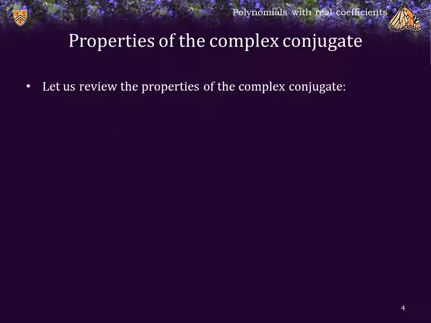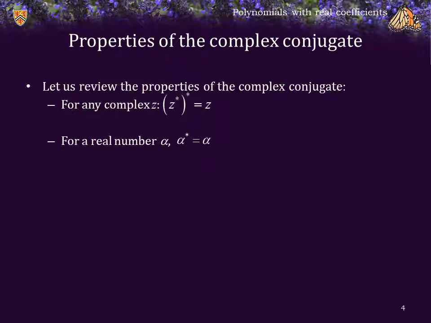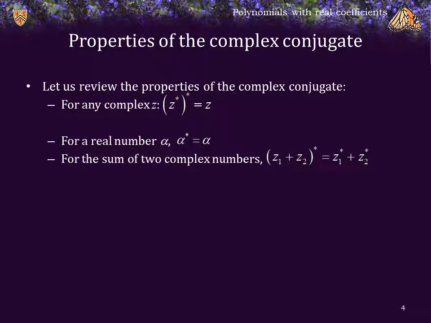Now, before we go ahead, let us review some of the relevant properties of complex conjugates. First of all, for any complex z, the conjugate of the conjugate is the value itself. So z double star is equal to z. For any real number alpha, alpha star, or the conjugate of alpha, is equal to alpha itself.